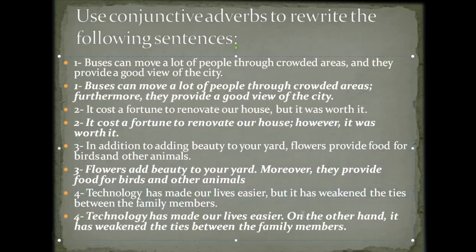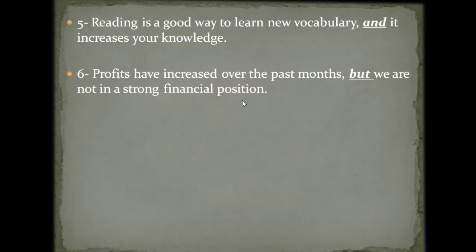You could use the words on the other hand. So technology has made our lives easier, full stop, or a semicolon. On the other hand, it has weakened the ties between the family members. Let's move on to another exercise. Okay, we have just 2 sentences this time. You also need to rewrite them using any of the words that we studied in this video.